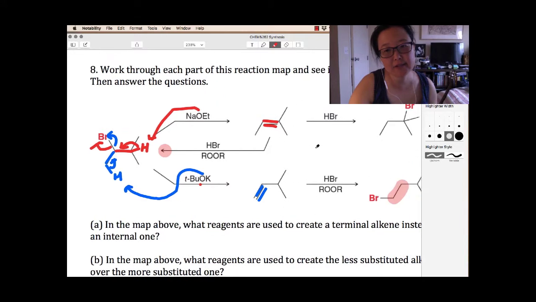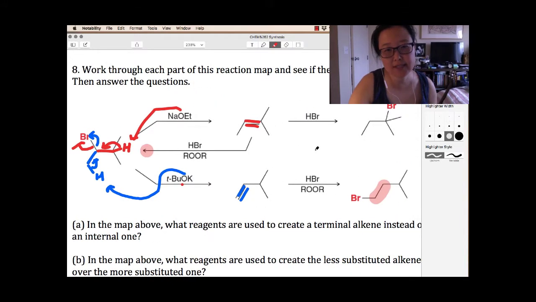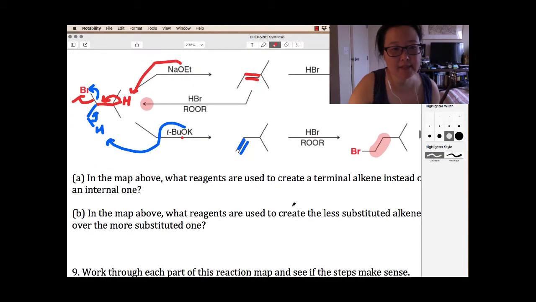And really, there are just three reactions you need to know. HBr, Markovnikov. HBr and peroxide, anti-Markovnikov. Those are both with an alkene starting material. Or with an alkyl halide, do elimination, either with a small base to get Zaitsev or with a bulky base to get the Hofmann. So those are really simple reactions.